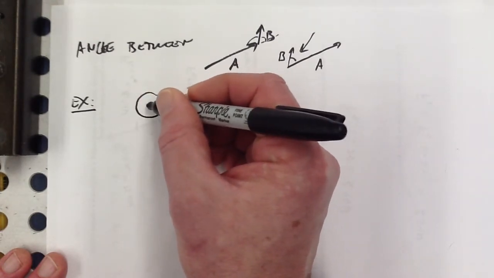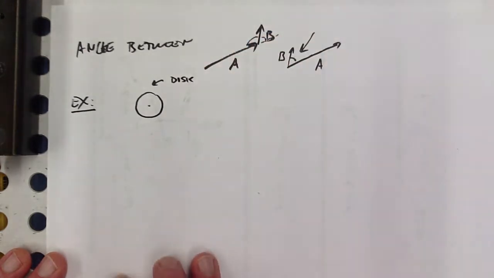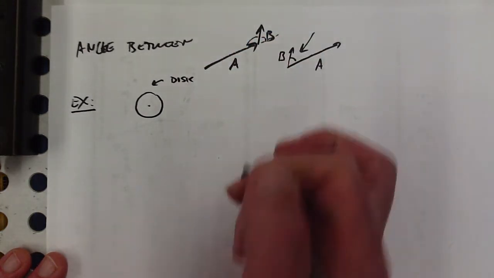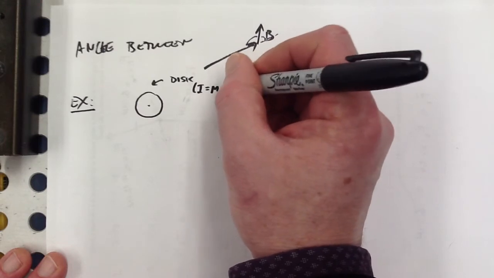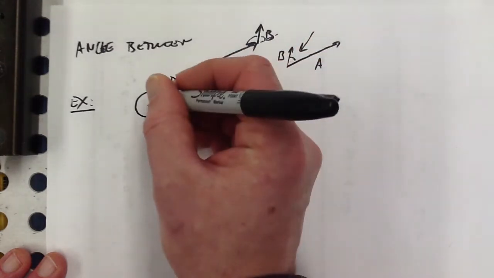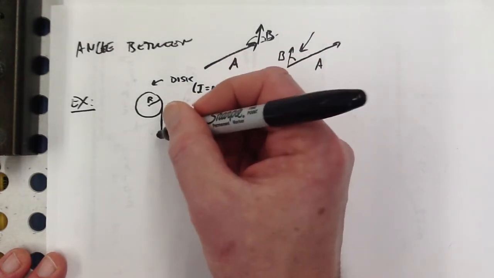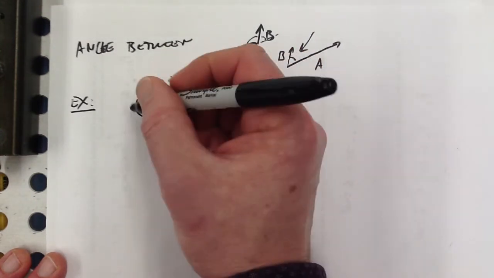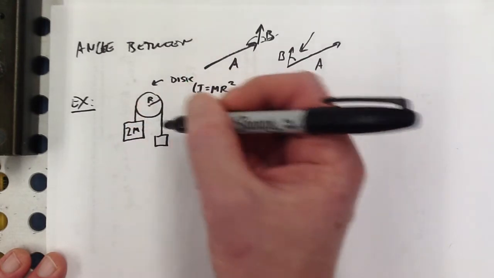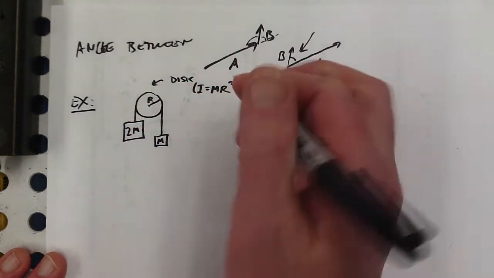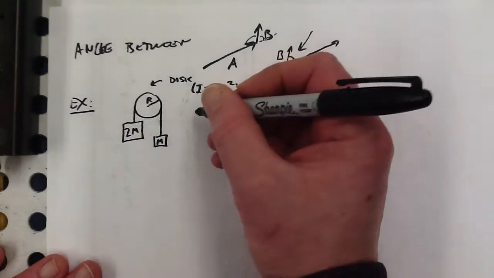So let's say I have a disc here. This is a pulley. I'm going to tell you that it's a uniformly distributed disc. What does that mean? It means that its rotational inertia is equal to its mass times the radius squared. So let's say it has a radius r, and on this disk of mass m hang two blocks. One of mass 2m and the other of mass m, which happens to be the same mass as the pulley. Okay, so let's try to find the acceleration of this.